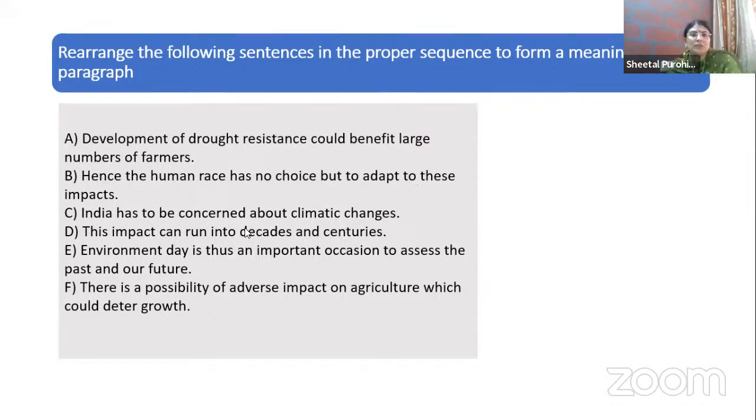India has to be concerned about the climatic changes. Why does India have to be concerned about the climatic changes? This impact, now again the impact is talking about this, so we can see D and B could be related to each other. Environment Day is thus an important occasion to assess the past and the future. This thus is coming, so that's why E should be the last sentence. There is a possibility of adverse impact on agriculture which could deter growth. So what should be the first sentence?